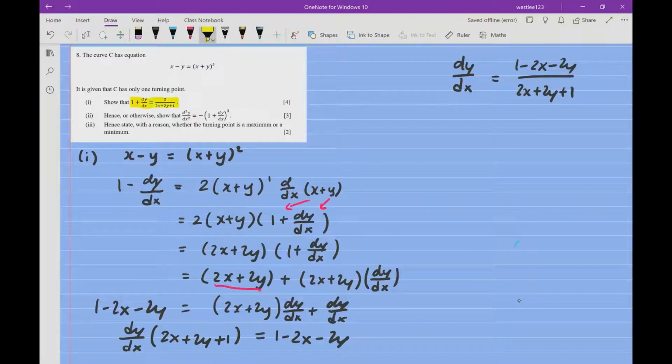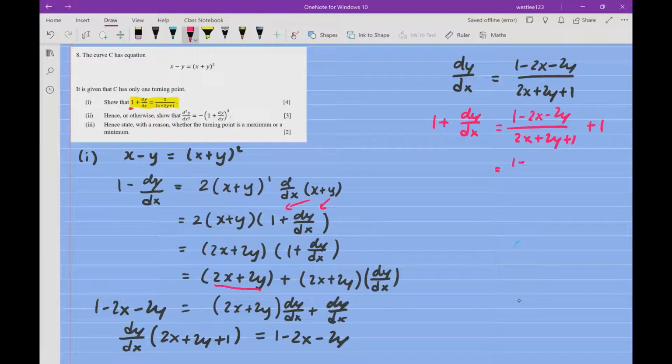Now in the exam, how we proceed with our working depends on what we are supposed to prove. So in this case, I have the dy dx already. The only term that I am missing is the 1 over here. So what I will do from here is I will add 1 to both sides of the equation. Okay, so I repeat, I am adding 1 onto both sides of the equation so that the left-hand side is what we want to prove.